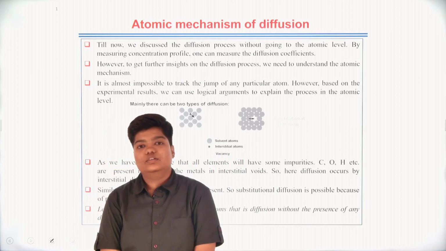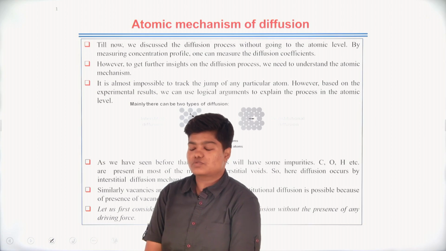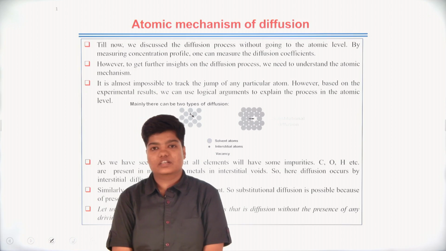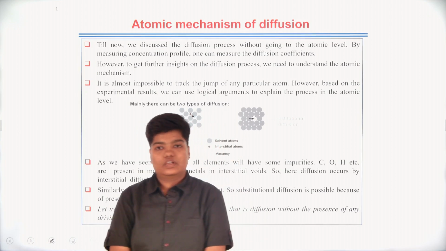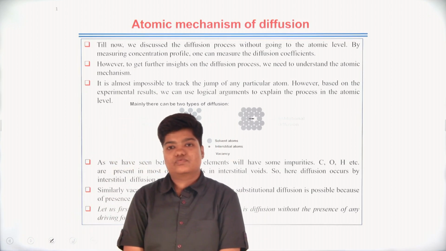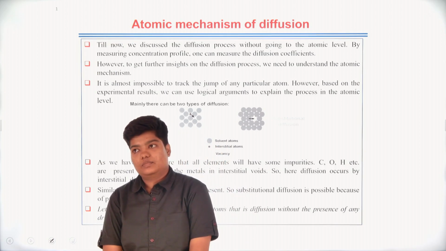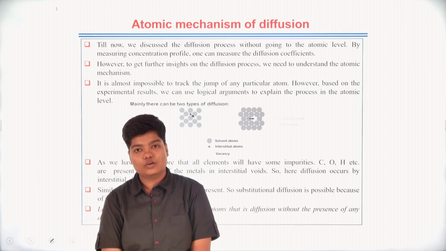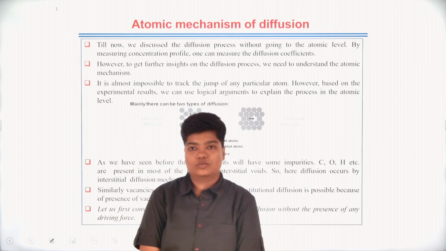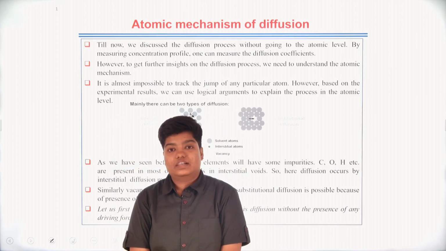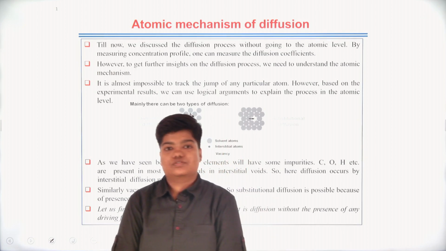In today's class we are going to discuss the atomic mechanism of diffusion, how the diffusion process is carried out at the atomic level. We have not discussed it till now, but it is very important to know completely the diffusion process in metallurgical science, in materials: how diffusion is carried out at the atomic level, what the mechanisms are, and what the driving force behind this process is.